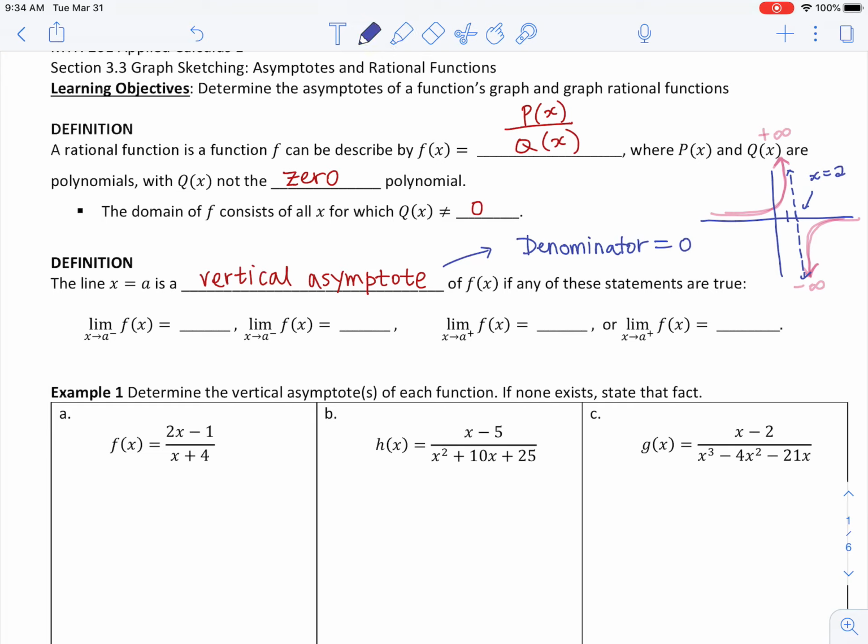So it doesn't matter which direction it is approaching that vertical asymptote. Look at this notation: x is approaching a from the left, and f of x is either going straight up to positive infinity or straight down to negative infinity. And this part right here is x approaching a from the right.